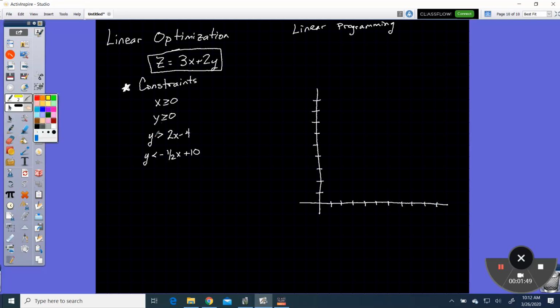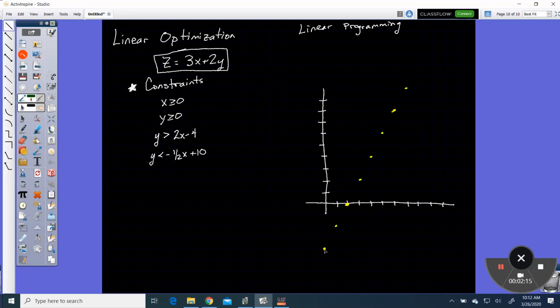So it says y is greater than 2x minus 4. So I come down here to negative 4. I go up 2 over 1, up 2 over 1. So that dot's important. Up 2 over 1, up 2 over 1. Okay, so that's my line that I'm looking at. So there's that line.